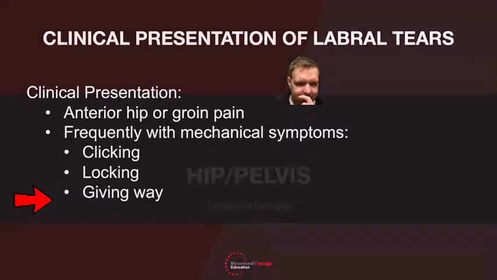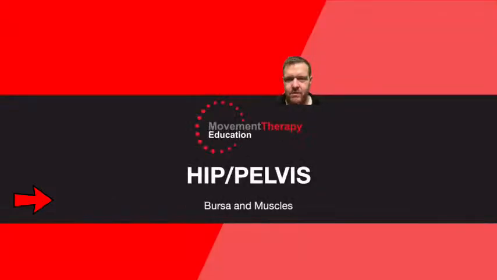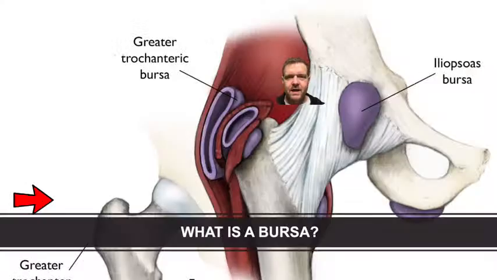Right, let's have a look at this. So now we're going to move on to the bursa and the muscles around the hip. So we've had a look at the bones. We've then added on the connective tissue layer. And then after that connective tissue layer, we're now going to add on the muscles and something called a bursa. So we're going to have a look at the bursa first.